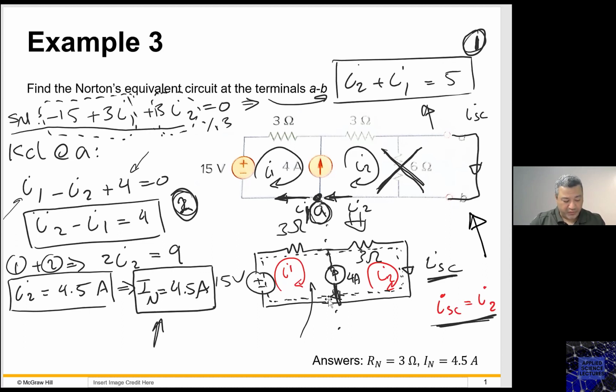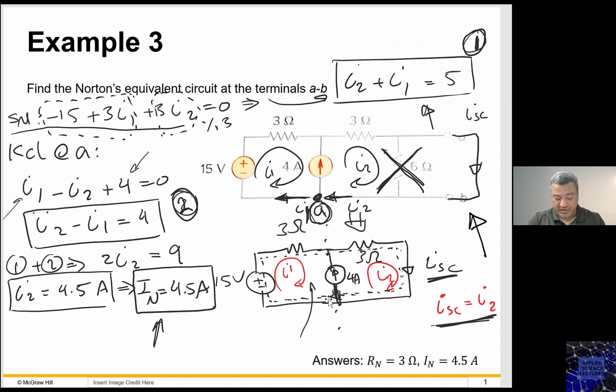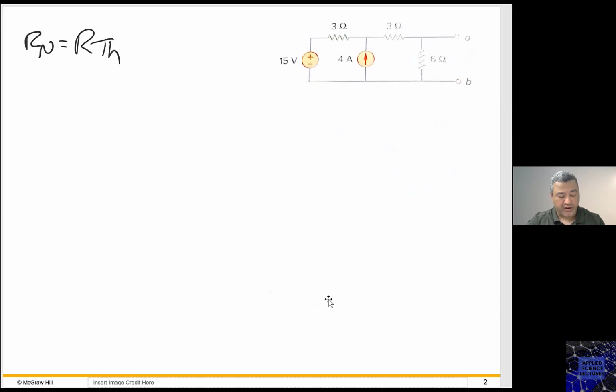So to find our Norton, which is the same as our Thevenin, we know here that our Norton equals our Thevenin as well. So I have two options. Now I found the current. So either I hook up a voltage source right here, but now my circuit has only independent sources. So to find our Norton or our Thevenin, I just need to switch off my independent sources.